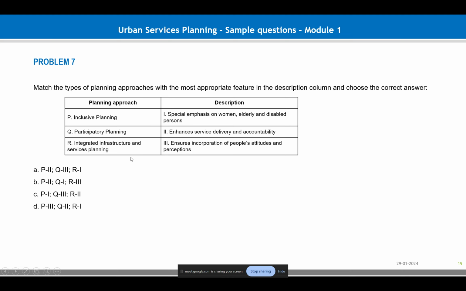Then we have integrated infrastructure and service planning. So the last one, enhances service deliverability and accountability. Now this is important because if infrastructure and service planning is not integrated, we know that there would be a mismatch. Like a facility would be built, but it would not be used. So your capital investment is being blocked over there. At the same time, the labor intensive work which needs to be done for that is not done in a timely manner. So the facility is not lasting.